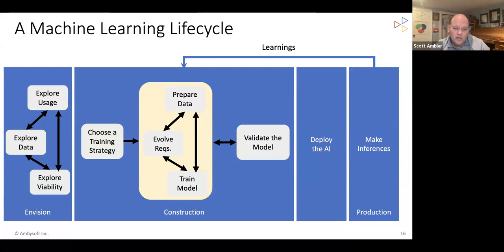Now, you've got other challenges here, though. You see there are three main bubbles there. You have to explore the usage. What are you trying to achieve with this AI? How are you going to make the world a better place? How are you going to better serve your customers? How are people going to work with and interact with this AI?